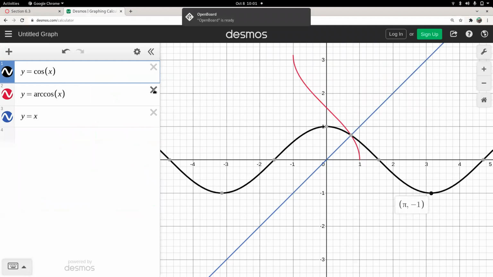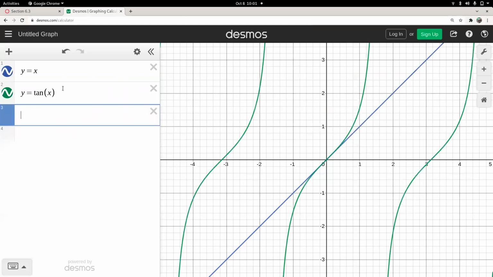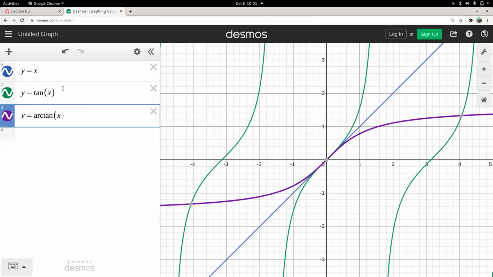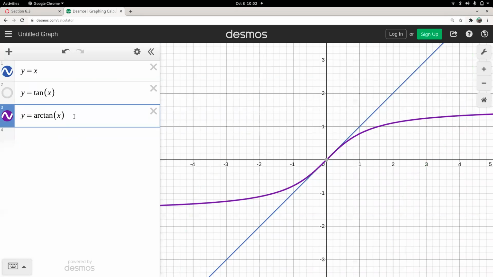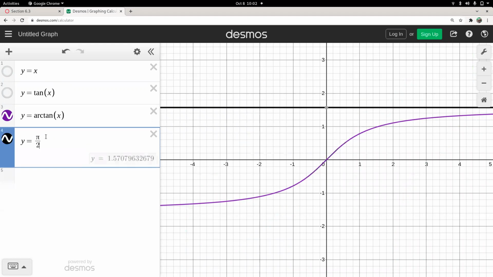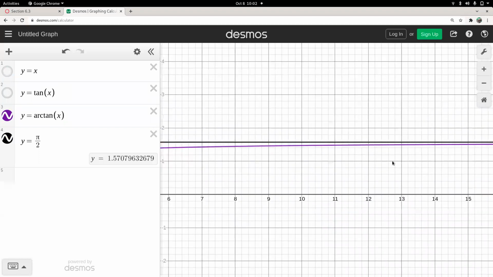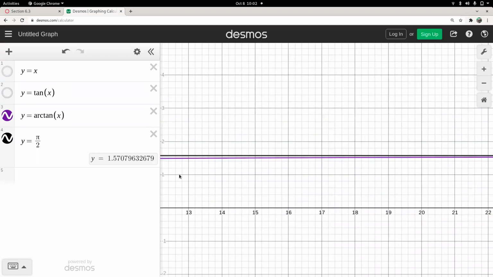Graph that on the calculator. Y equals tangent of x versus y equals the arc tan of x. And so we can see that purple function there is the one I'm curious about. Let's turn off the tangent for a second. Turn off the line y equals x, and then look at those horizontal asymptotes, y equals pi over 2, for example. And so what I should see as I move out to the right, it's going to get closer and closer to that, but it's never going to touch it, can't cross it. Okay.